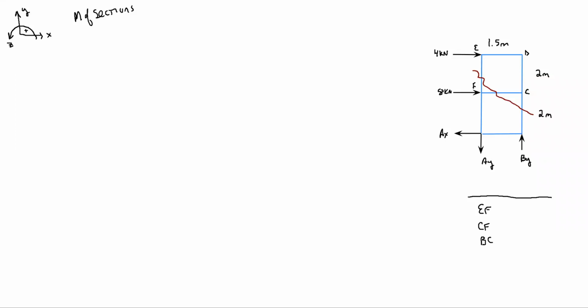Let me pause while I draw the cut portion. All right, so I've got the section that we're working with, the free body diagram, almost finished. I'm just labeling EF, CF, and CB. Those are the three members that we're talking about.